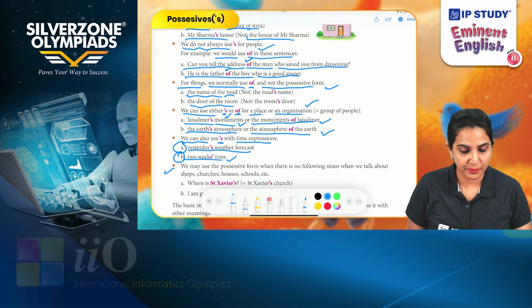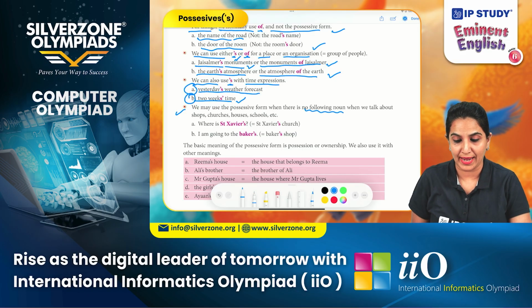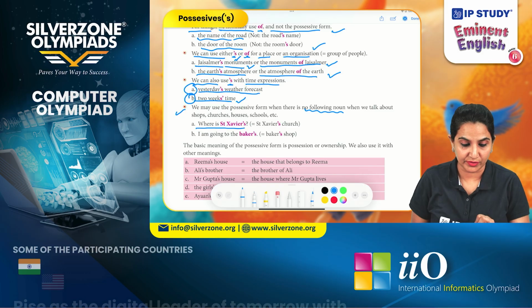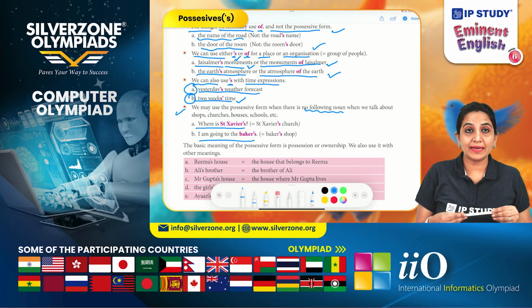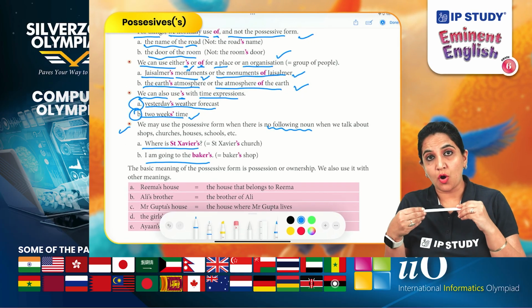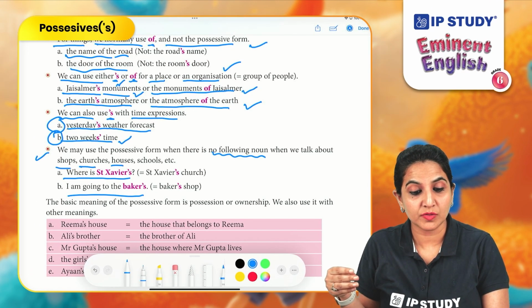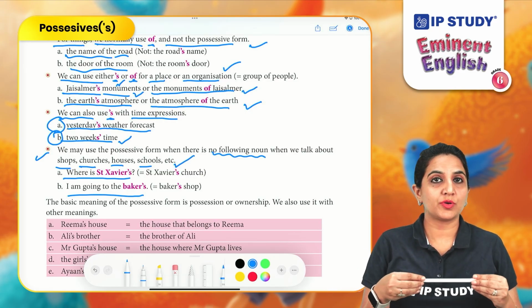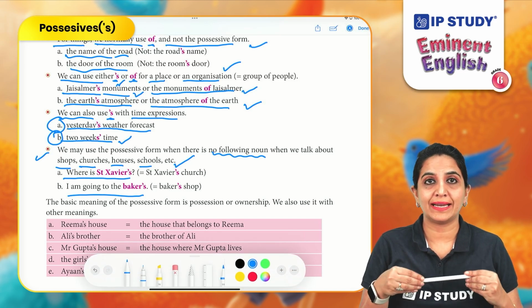We may use the possessive form when there is no following noun as well. Like, where is St. Xavier's? I am going to the baker's. So for the nouns, when we talk about shops, churches, houses, schools, all of these, we can use apostrophe and s even when there is no following noun.